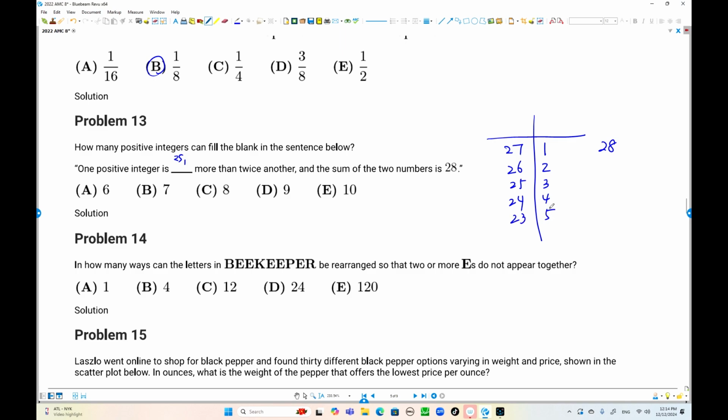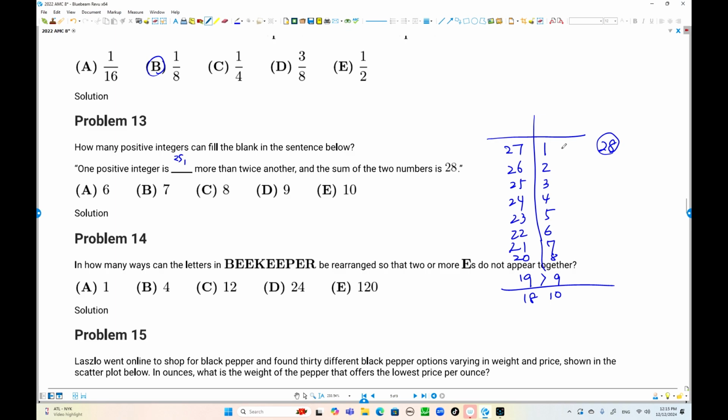That's right. Until where? Until twice of this number is greater than the first number. Or you can try this one, 22, 6. Okay. So 21, 7, and 28. So 19 is, what is that? 9, isn't it? And 18 is what? 10. No more, right? Quickly you can find.